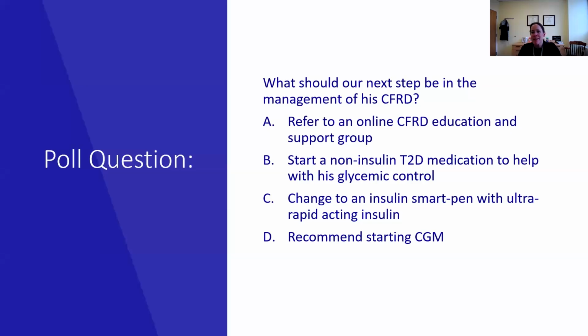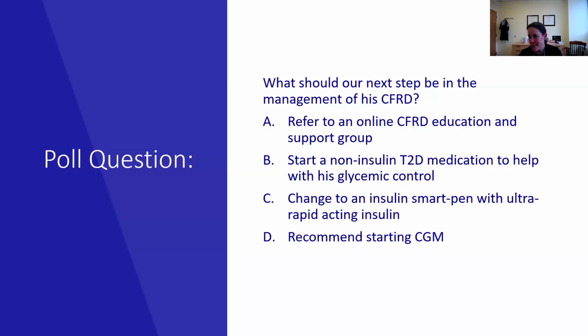Okay, Bob, I have another poll question. All right. So what would be our next best step in management of this CFRD patient? We can refer to an online CFRD education and support group, of which there are some really great ones, I have to tell you. We can start a non-insulin medication to help with his glycemic control. We could change him to an insulin smart pen and try ultra rapid acting insulin, or we can recommend a CGM.